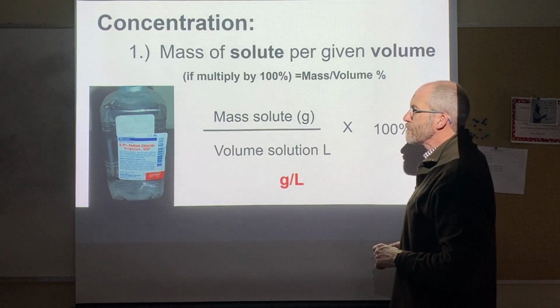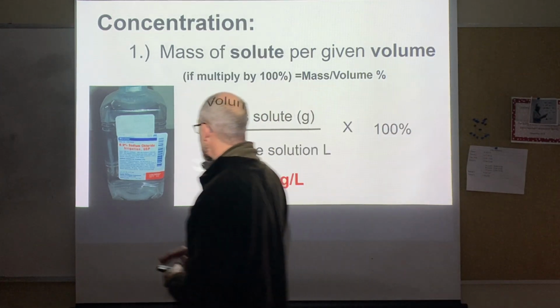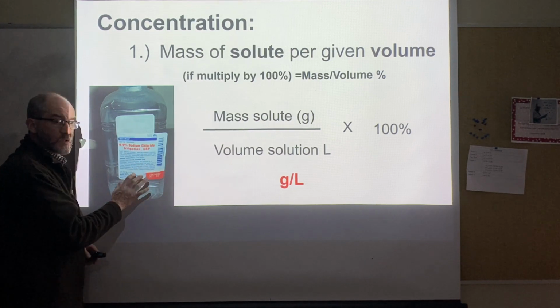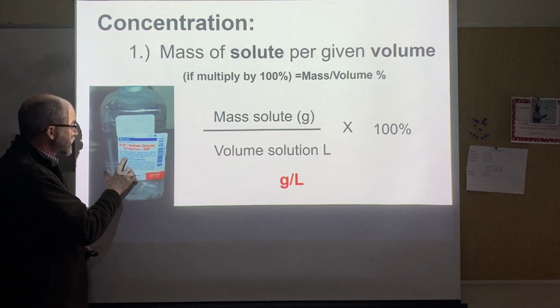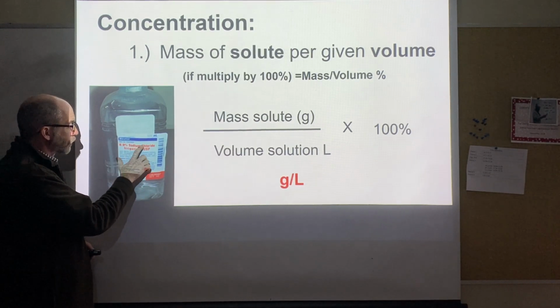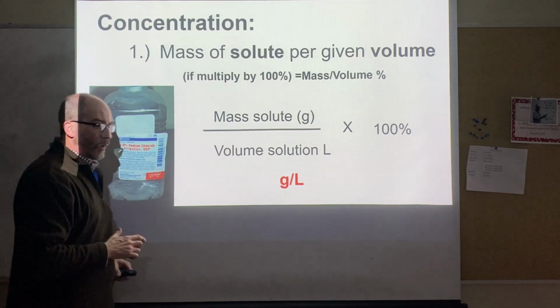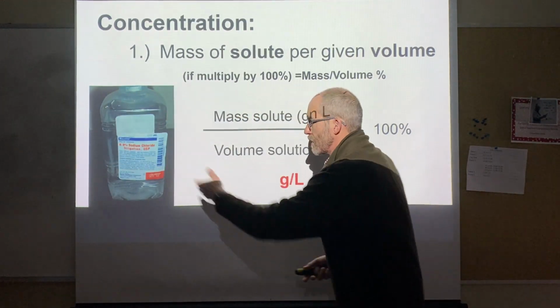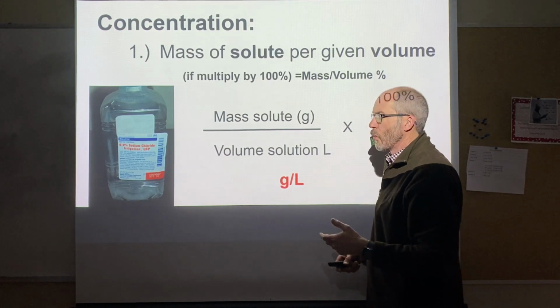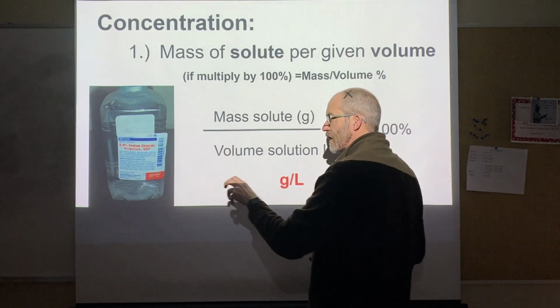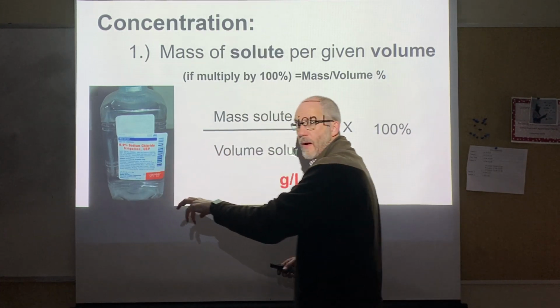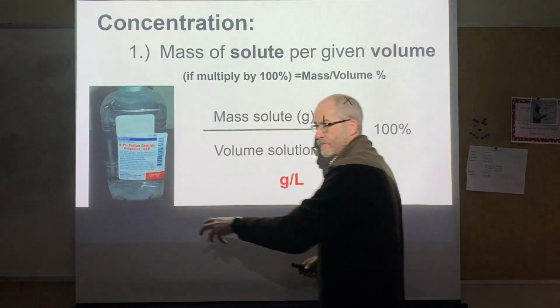All right, so we might look, and sometimes you see this, like this one. If you can read it, it says 0.9% sodium chloride irrigation. Well, what does that 0.9 mean? That's a way of talking about the concentration of sodium chloride in this solution, okay?